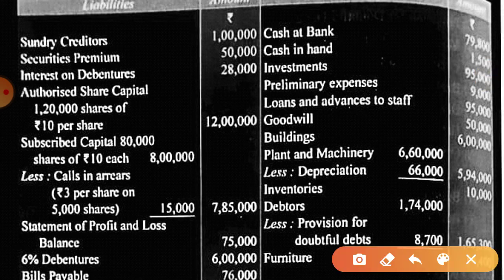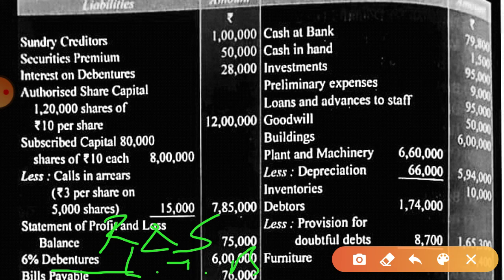Then statement of profit and loss account, where will it be treated? Yes, reserves and surplus. 6% debentures, long term borrowings. Then bills payable, trade payables under current liabilities. Then cash at bank and cash in hand, where will it be treated? Current assets as cash and bank balances. Then investment, nothing is mentioned, so we will treat it as non-current investment. Preliminary expenses, it is to be written off. From where?